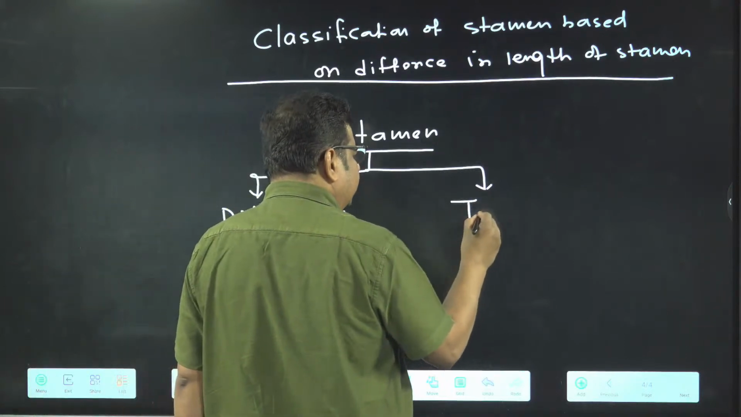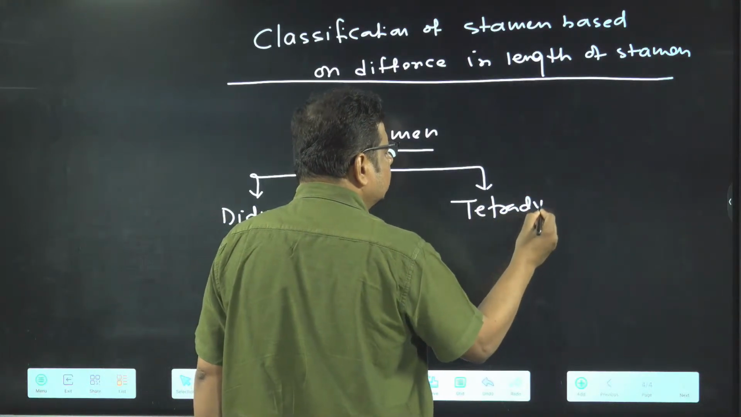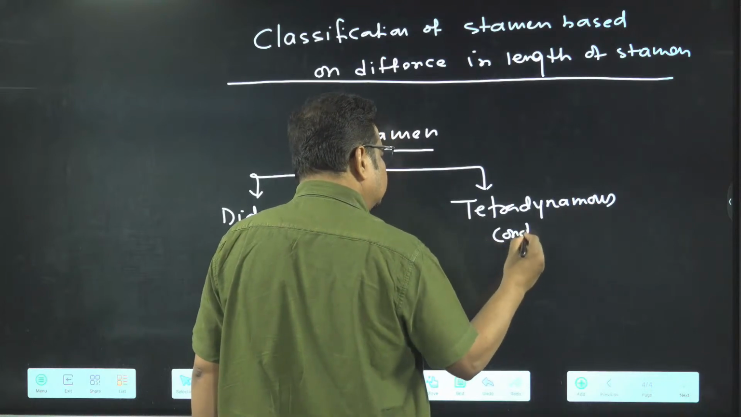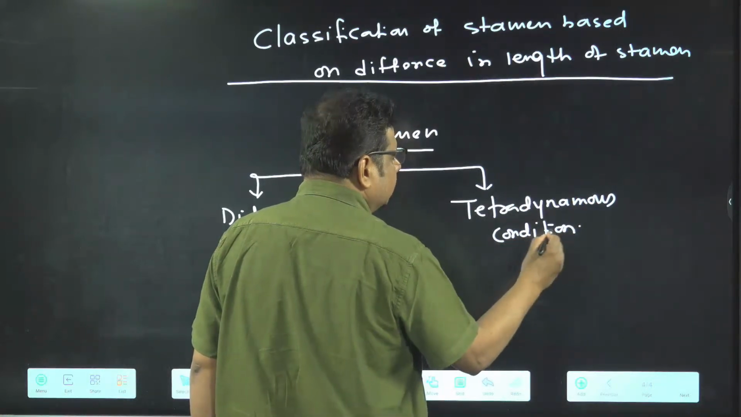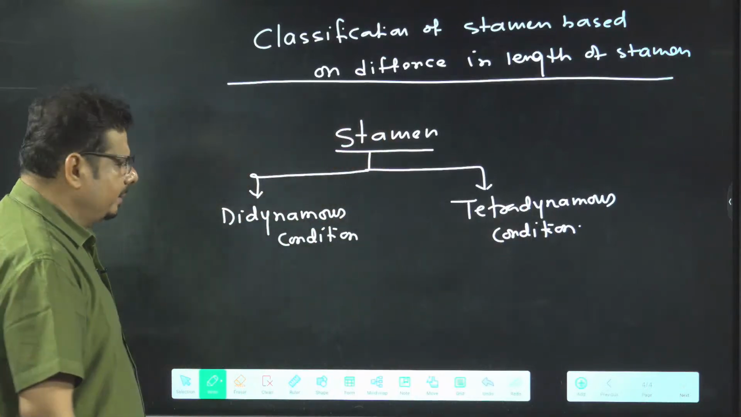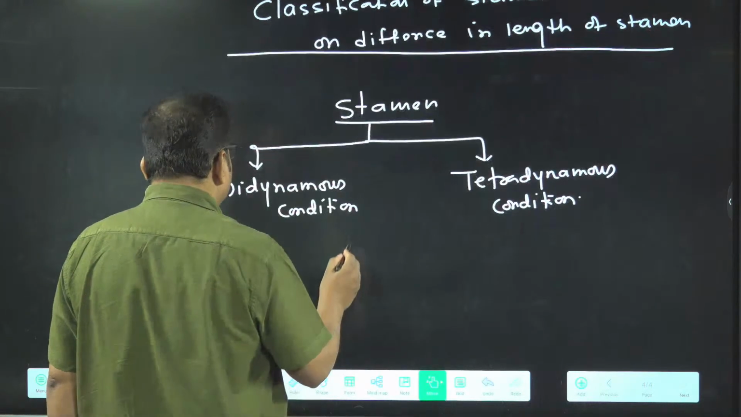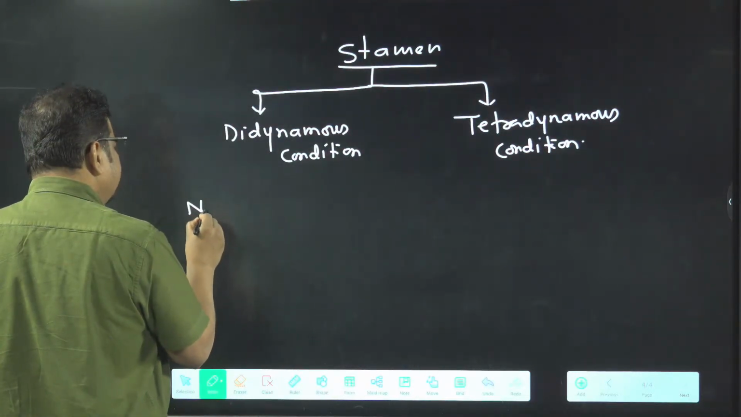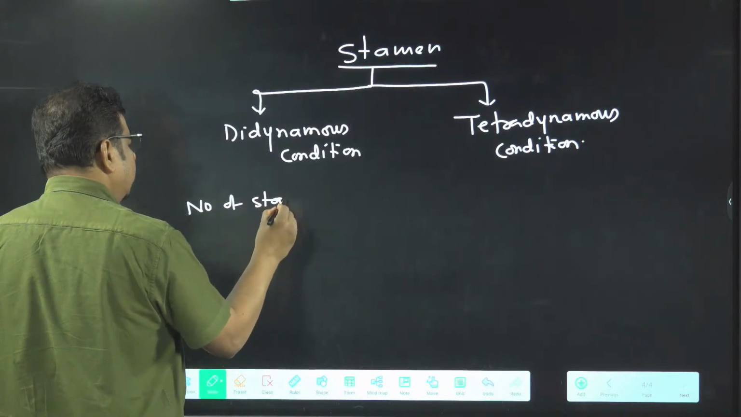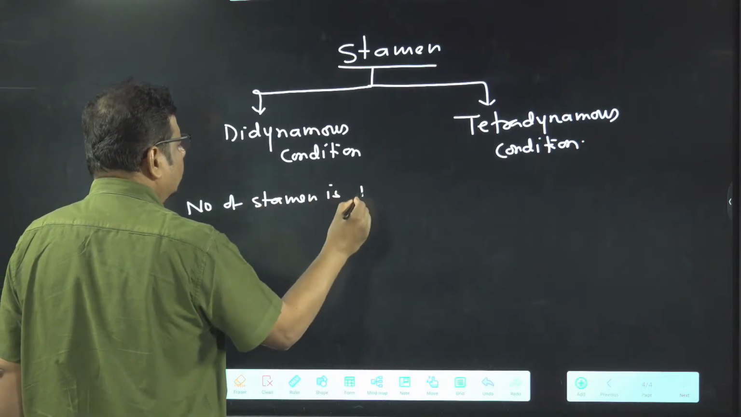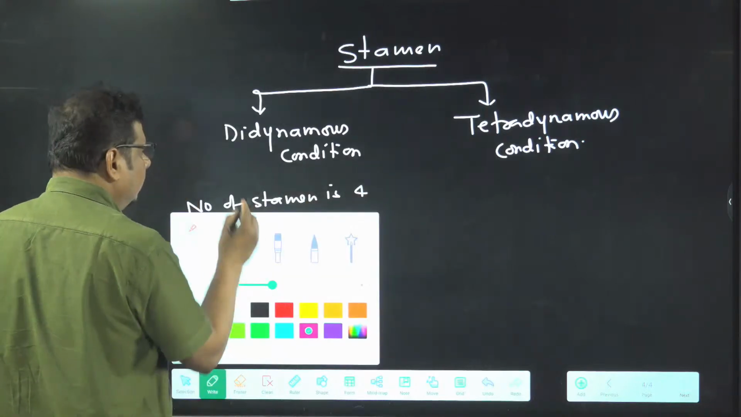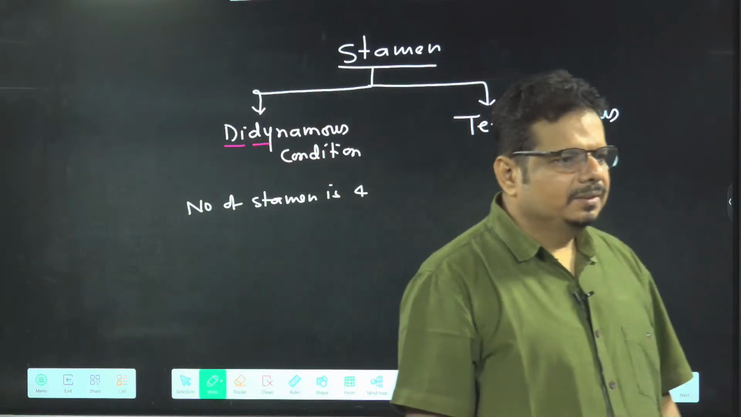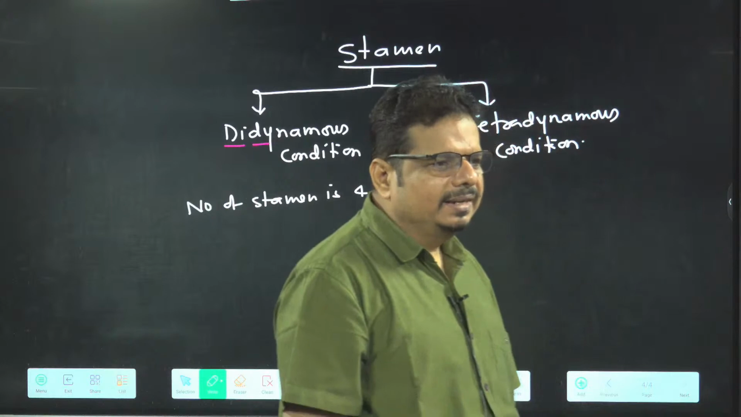And another is Tetradynamous condition. One is Didynamous condition, another one is Tetradynamous condition. In Didynamous condition, the number of stamen is 4. See, it is clear from the name: di and di, 2 and 2, 4. Clear or not?